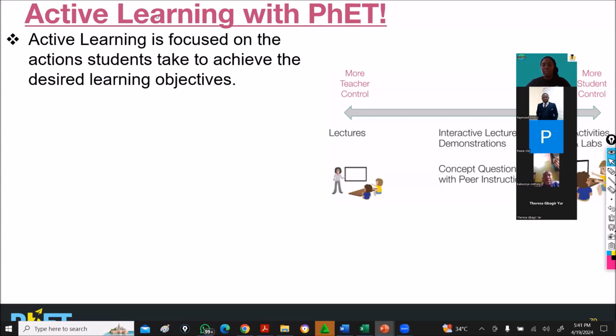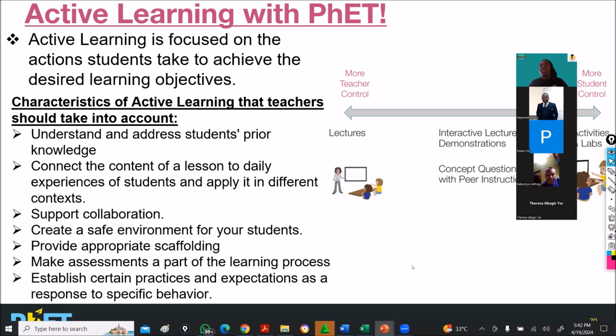So, active learning with PhET. Active learning is focused on the actions students take to achieve desired learning objectives, not the actions teachers take, but students. In our first week, you must have looked at interactive lecture demonstrations, concept questions, and whole class inquiry. These are pedagogies that bring a balance between a more teacher-controlled class and a more student-controlled class. Okay?